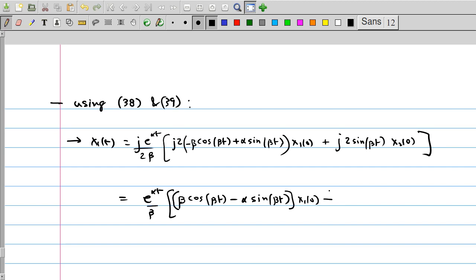The 2 goes away. So sine beta t, beta times t, x2 of 0. Finally, there's no imaginary. There's no imaginary, of course not. That makes sense, purely because everything comes in complex conjugates, so it has to be.